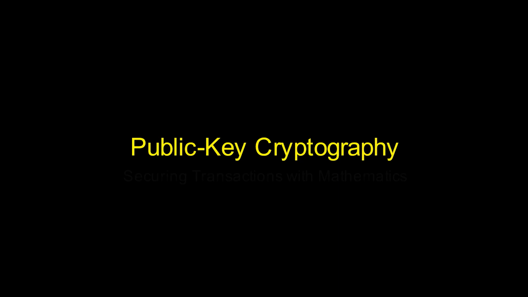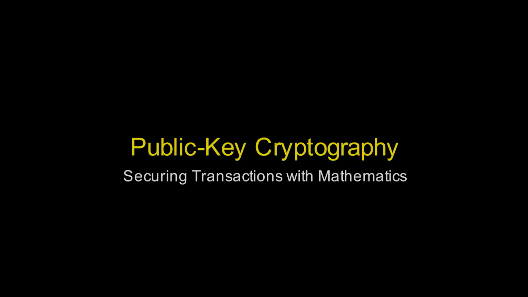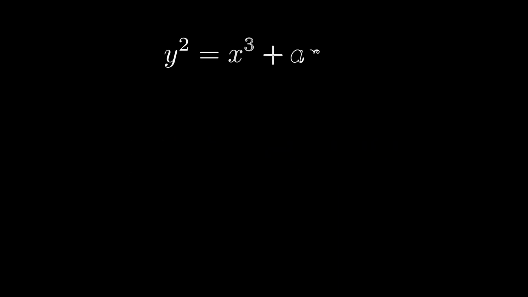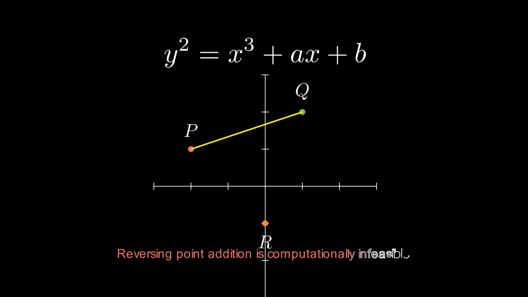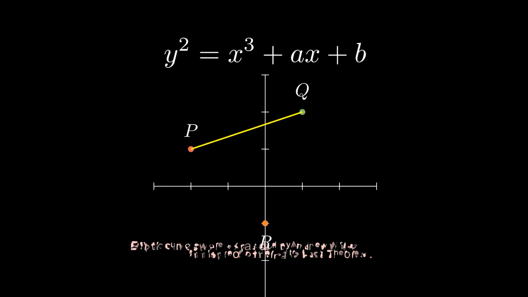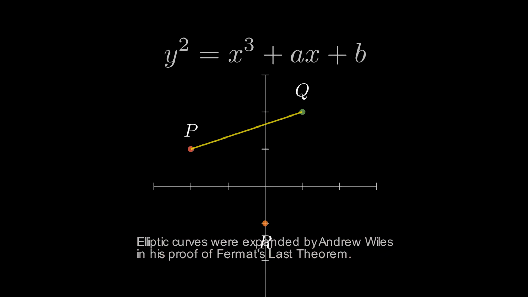Public key cryptography secures transactions using one-way mathematical functions. One popular method is elliptic curve cryptography, based on equations like y squared equals x cubed plus ax plus b, as seen on screen. Points on these curves form a mathematical group. Adding points is simple, but reversing the operation, meaning solving a discrete logarithm, is computationally infeasible.